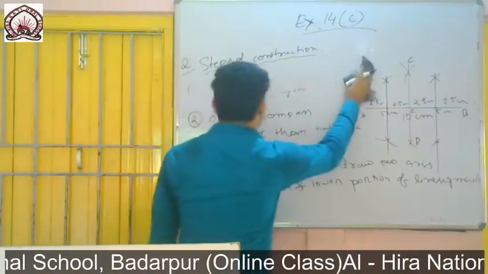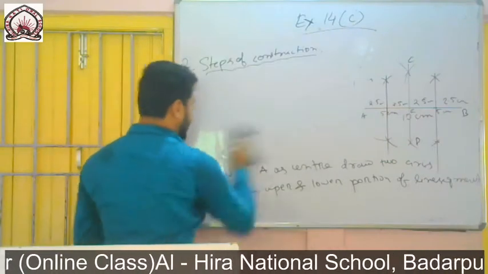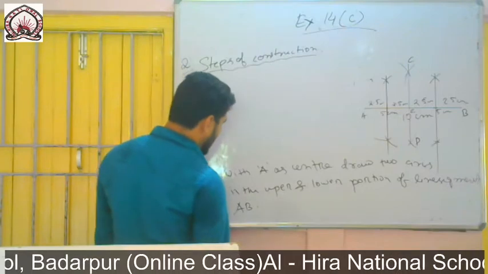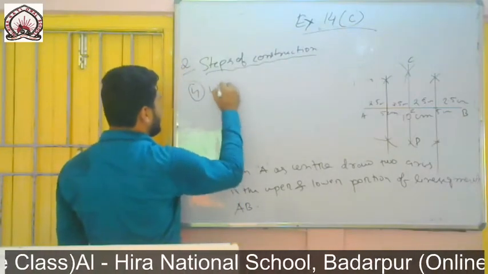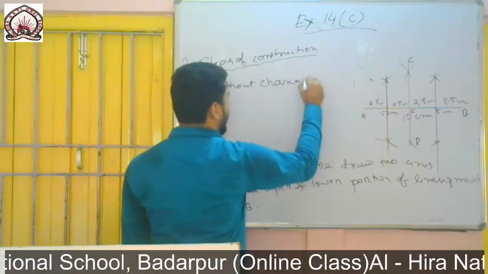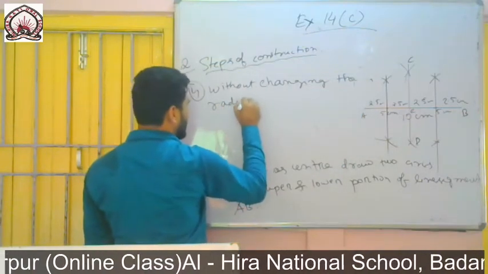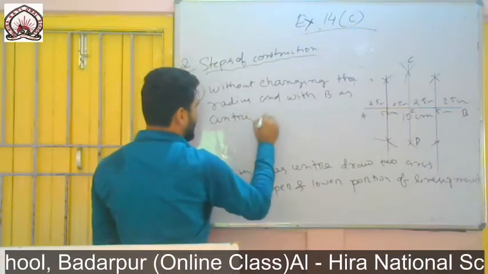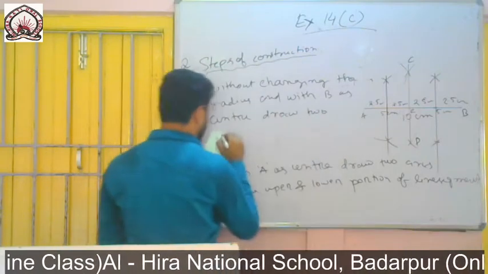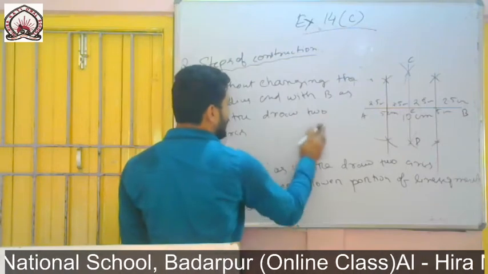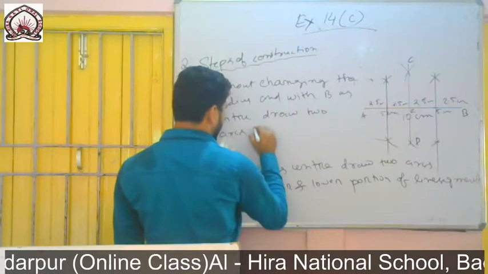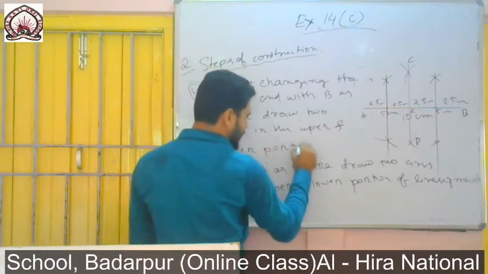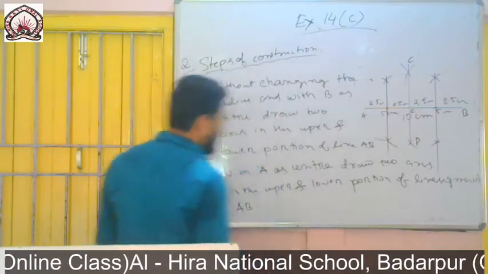Now see the third step. Fourth step will be: without changing the radius, with B as center, draw two arcs in the upper and lower portion of line AB.